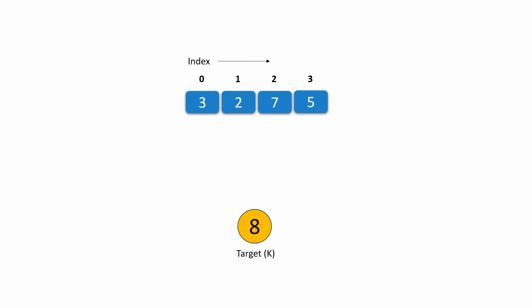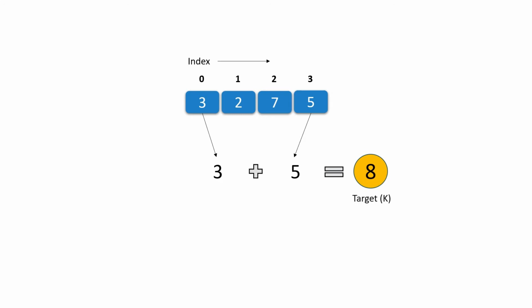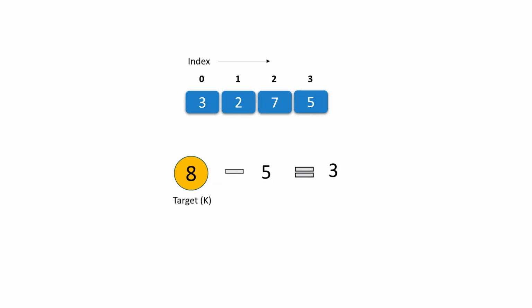Let's see the logic. In this test case, our target value k is equal to 8. By looking at the nums array, you can see that 3 plus 5 is equal to 8. This is our original constraint. This can conversely also be written as 8 minus 5 is equal to 3.